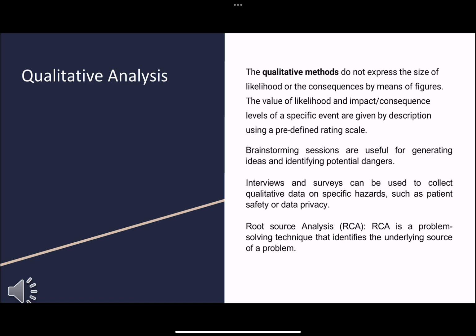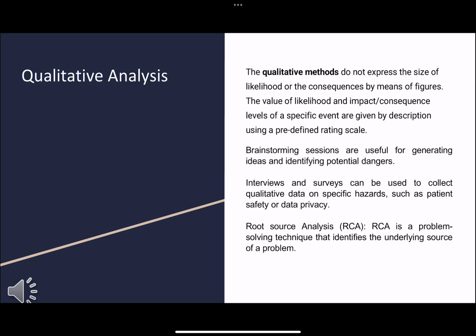Brainstorming sessions are useful for generating ideas and identifying potential dangers. To acquire multiple viewpoints and thoughts, this can be done with a range of stakeholders, including healthcare professionals and patients. Interviews and surveys can be used to collect qualitative data on specific hazards, such as patient safety or data privacy. This can provide valuable insights into stakeholders' attitudes and perceptions of a certain risk.